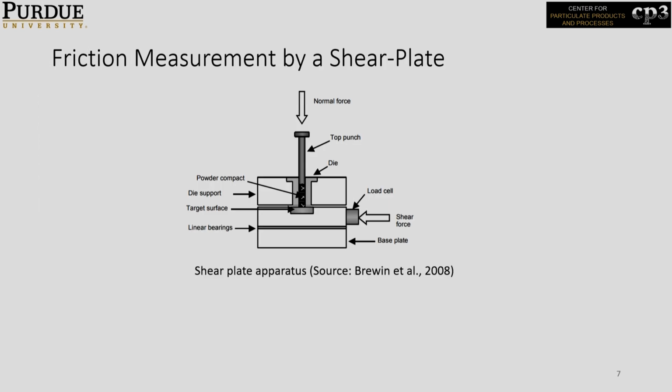Friction measurement by shear plates is similar to shear test instruments. There will be two plates. You put the powder or grains inside and move one plate over the other.